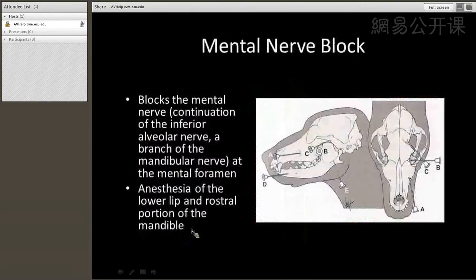Mental nerve blocks are a little bit more challenging because palpating the mental foramen can be a little bit challenging. In small patients, you're not going to be able to feed your needle into the foramen itself. So for dogs, you can put your needle right in here at where the letter D is and block the mental nerve. In cats, you won't be able to feed your needle in through that foramen, and so you'll have to block over it. The point of doing a mental nerve block is that you'll get anesthesia of the lower lip and the rostral portion of the mandible only, so the rest of the jaw is still going to have sensation.